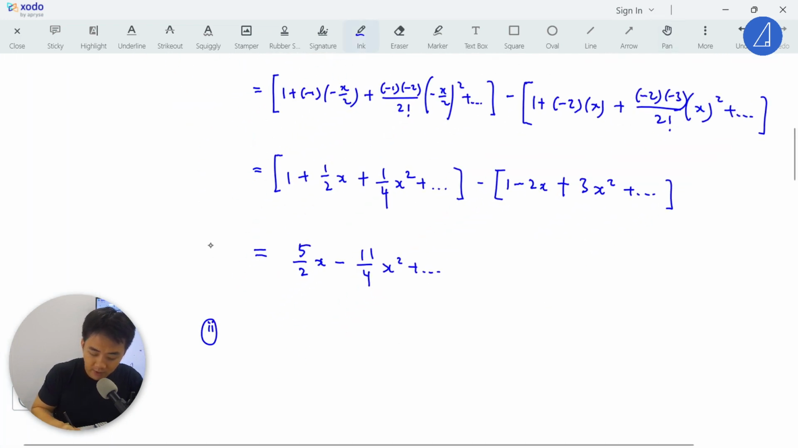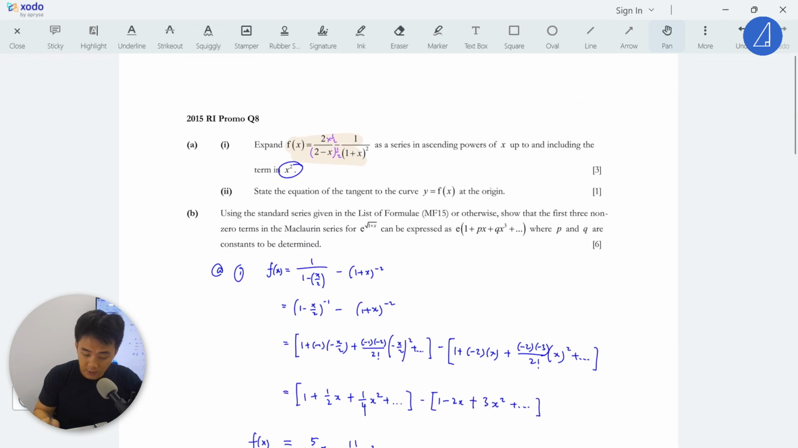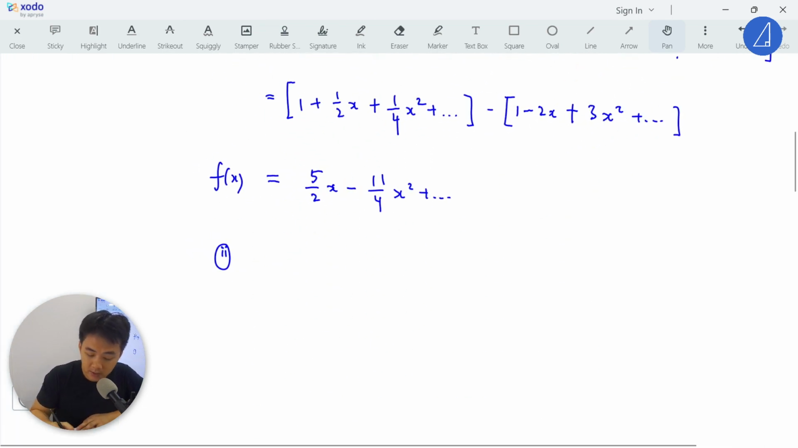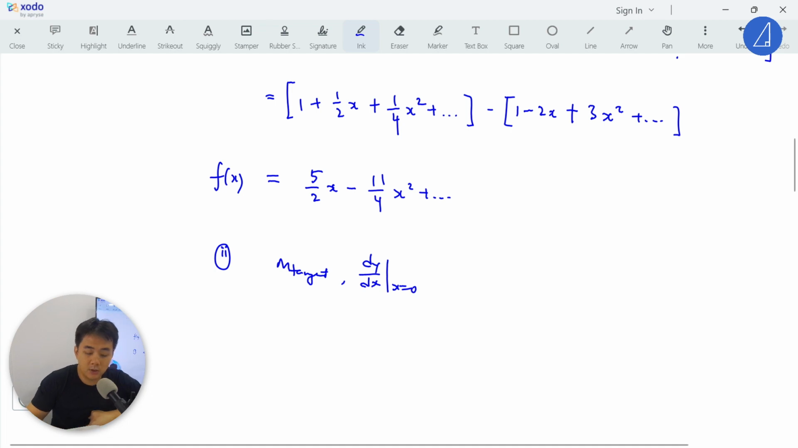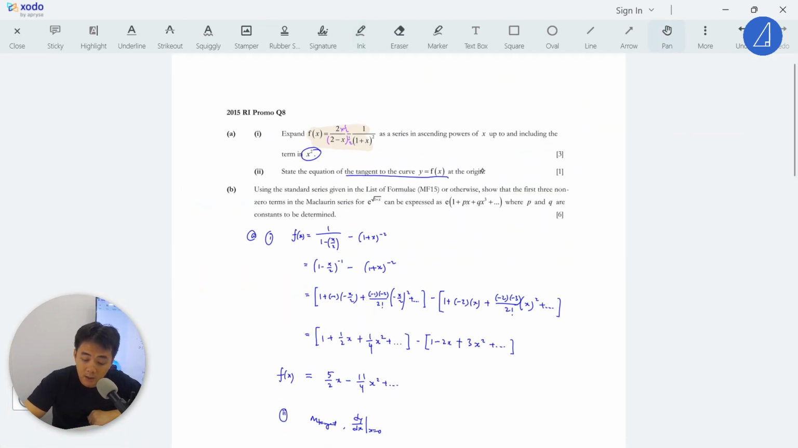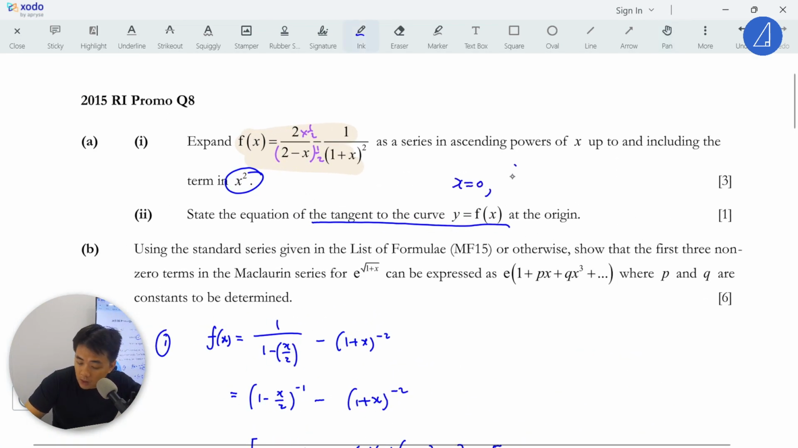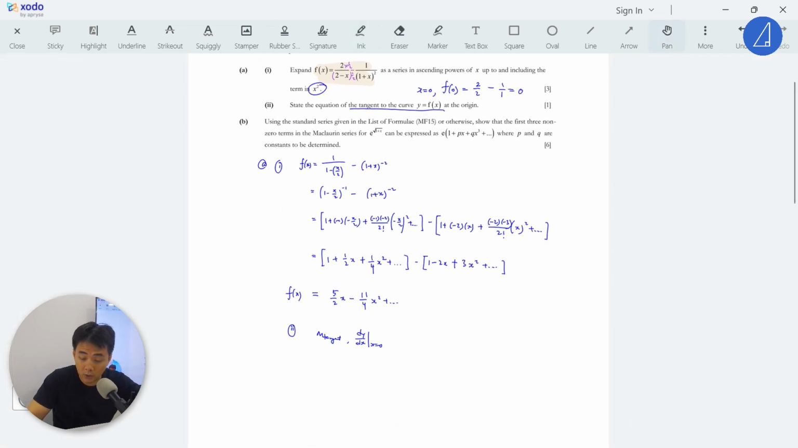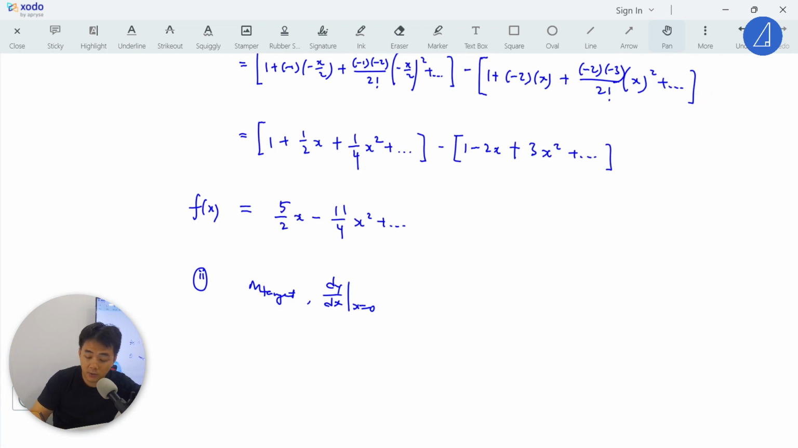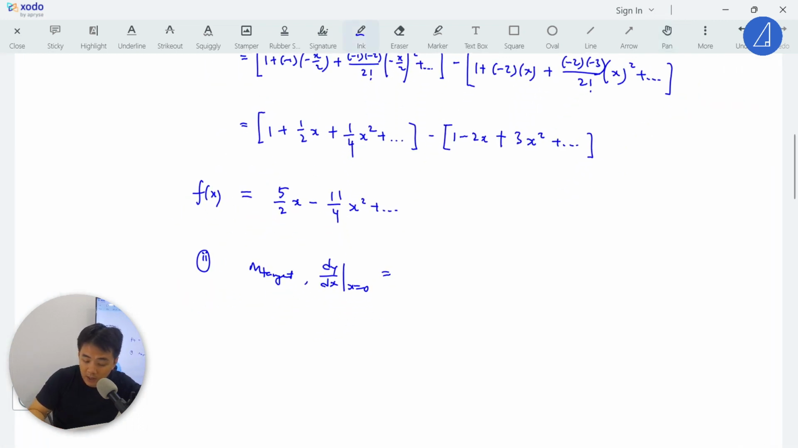Part 2 is f(x), right? We want to set the equation of the tangent to the curve when y equals f(x) at the origin. So essentially what we need is the m of the tangent, which is essentially dy/dx when x equals 0. Because for this curve when x is 0, f(0) is actually equal to 2 over 2 minus 1 over 1, which is actually 0. Okay, so it cuts at the origin, so the y value is also 0. So when x is 0, this case here, this will be f prime 0.